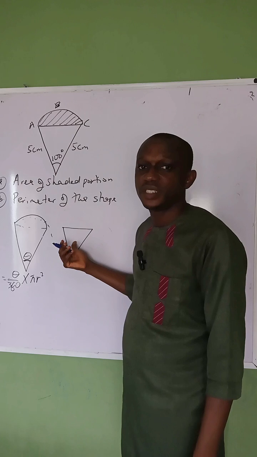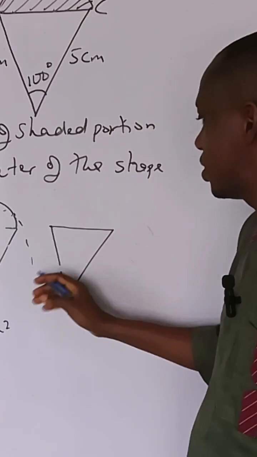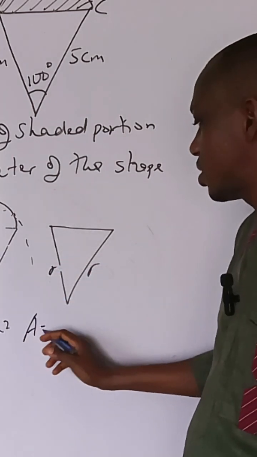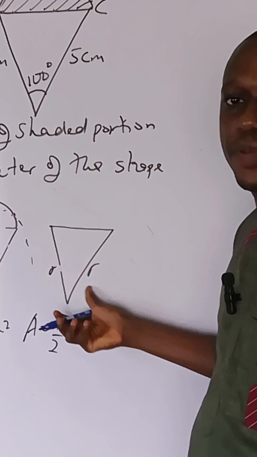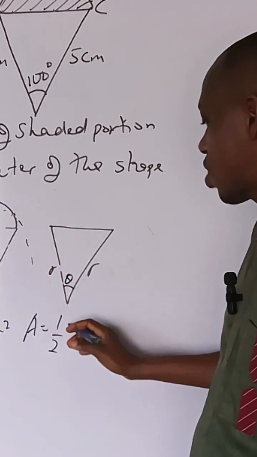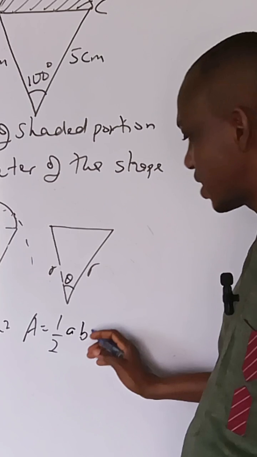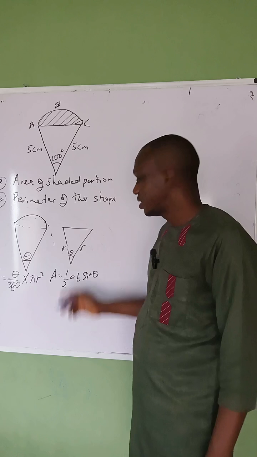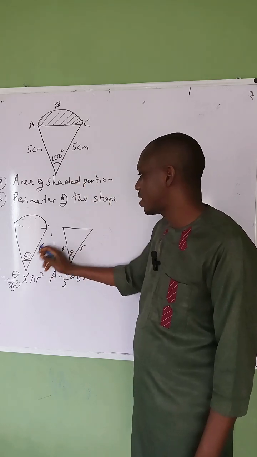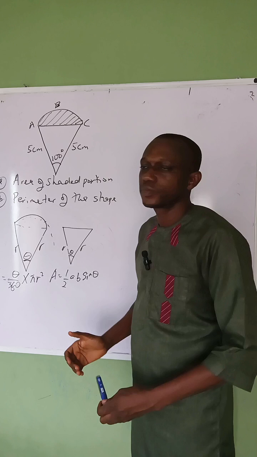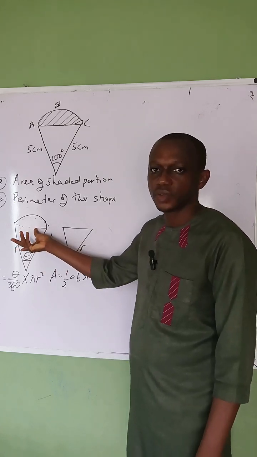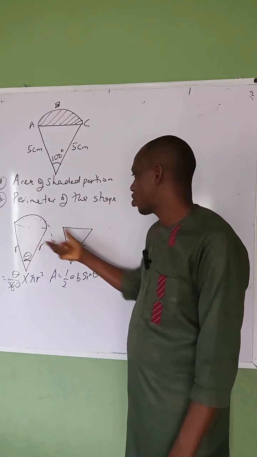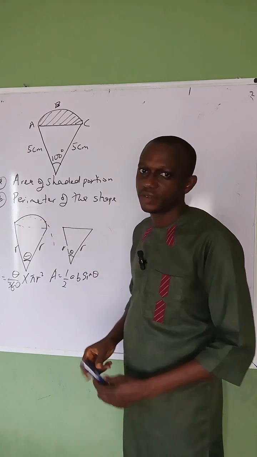To get the area of this triangle, this place is the radius, another name I call it r. Now, the area of the triangle means half into AB sine theta, so of this theta. So half AB sine theta. Now, what is our theta? Our theta is 100. This r is 5. Here also, the r is also 5. So what we have to do now is to get the area of this sector minus the area of this triangle. It will give us the area of the shaded portion. We cut this triangle out of it. So let's now try it.